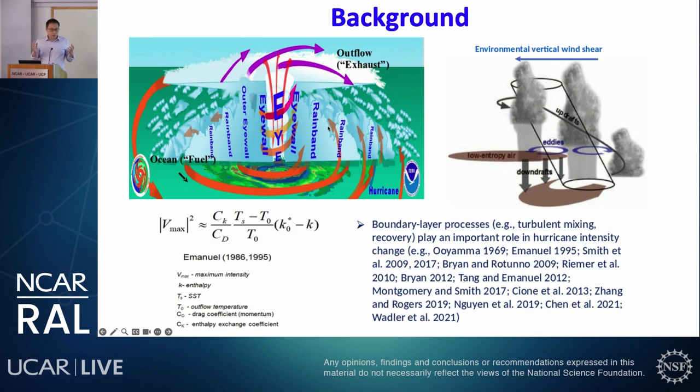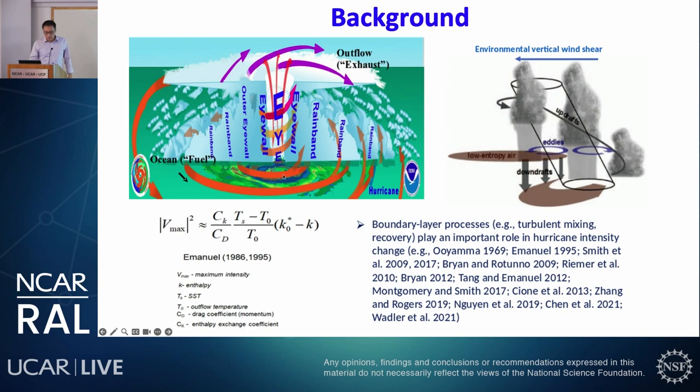A hurricane is actually fueled by the ocean through latent heat release. The latent heat fluxes are the energy to fuel a hurricane. And then the energy will be released near the eyewall region through the condensation. And also some of the energy is exhausted near the outer flow region near the top of the troposphere.